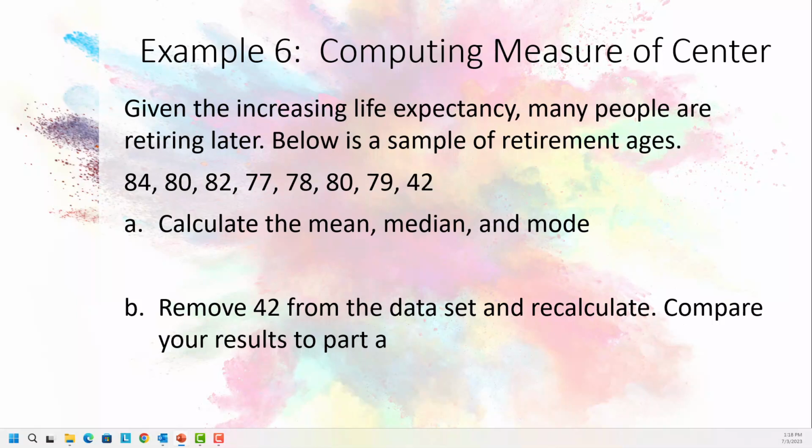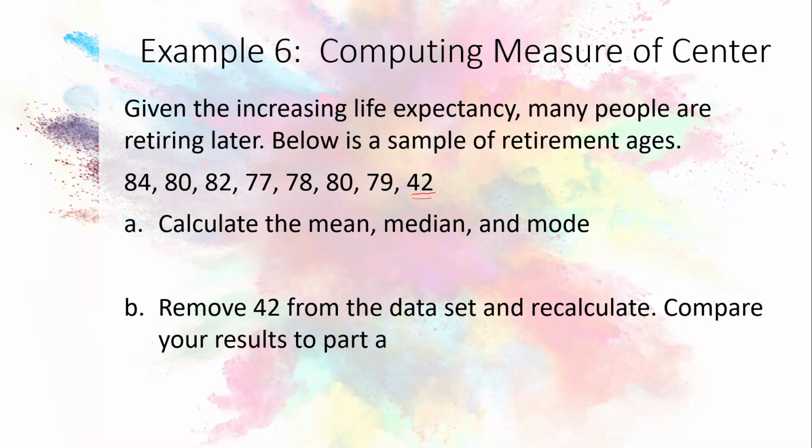Now notice that this is the life expectancy or a sample of retirement ages. Okay, and notice that all the values are pretty high. We have 84, 80, 82, 77, 78, 80, 79. And then this number here, which is 42, which is actually the day that I left the workforce to raise my kids. So technically I retired and I'm sort of out of retirement.